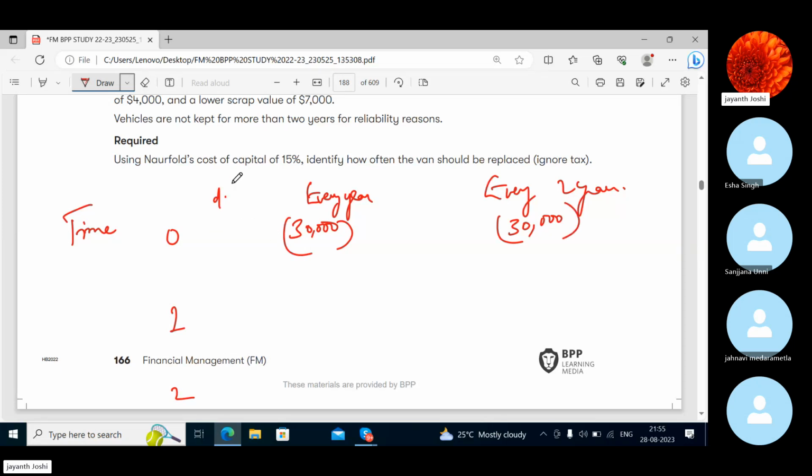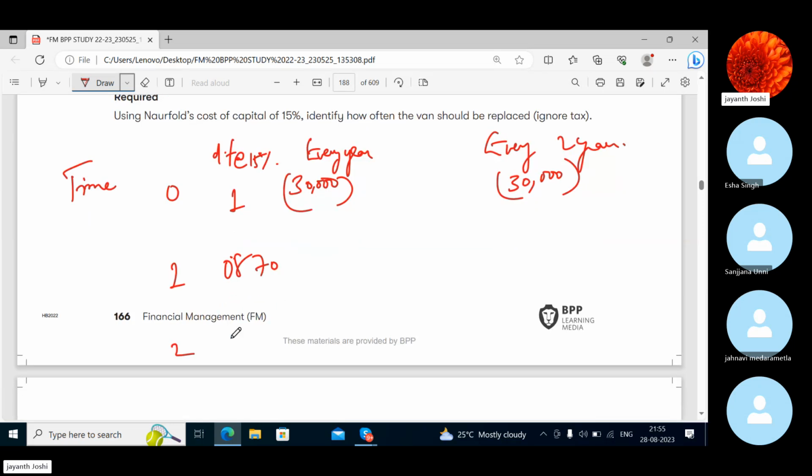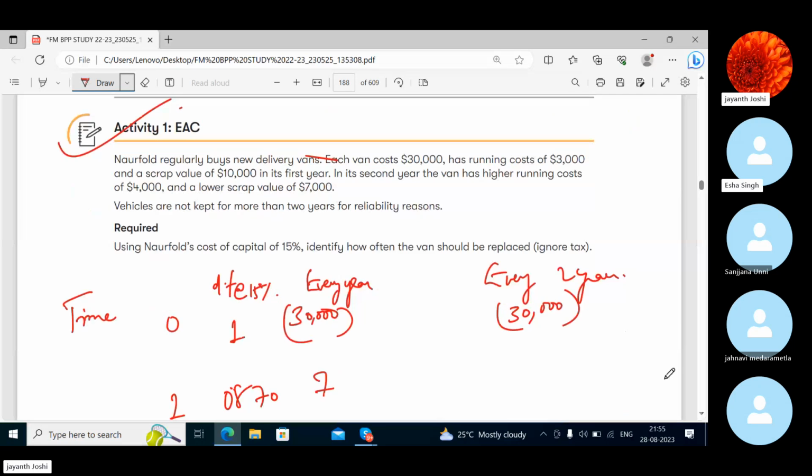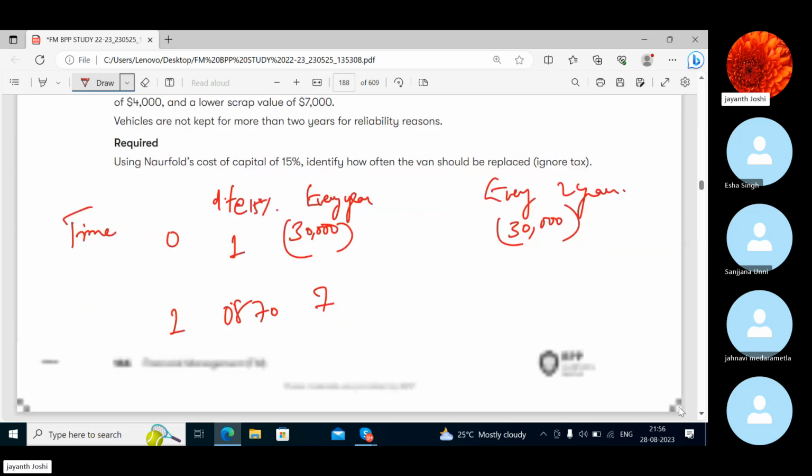And discount factors. Discount factor at the rate of 15%. So here how much is the discount factor? First year it is 1, then 0.870, right? 1 by 1.15 is 0.870, and second year the discount factor is 0.756. You can do that and see. So what's going to be the cost in the first year? It's going to be 3,000, running cost of 3,000 and scrap value of 10,000 in the first year, right?